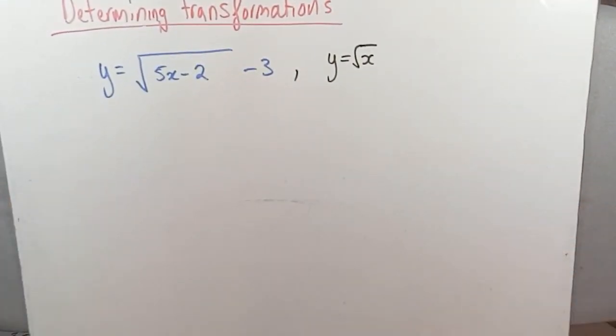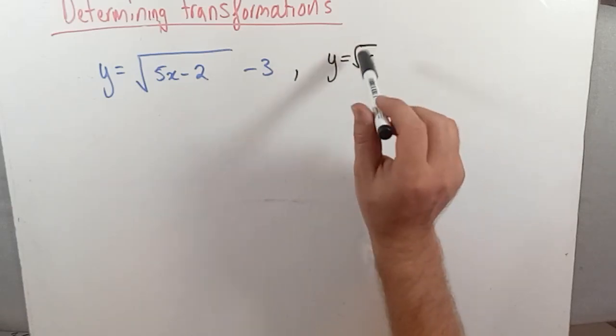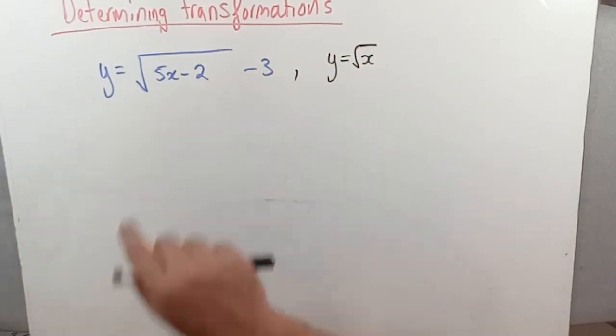Okay. Determining the transformations. Now, which way did I do this first? Let me have a quick scroll through my notes. Okay, the formal way, the proper way, and then we'll do it by inspection afterwards. Okay, so we're going to have a look at what transformations took place to go from this to this.